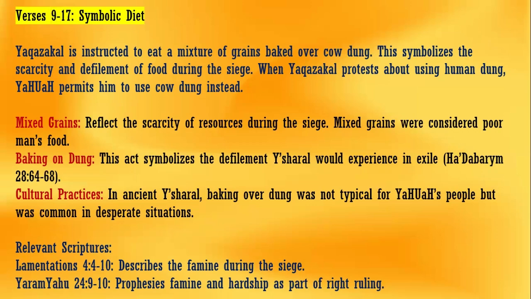Toda. Yirmeyahu 24, verses 9 to 10. And I shall make them a horror to all the reigns of the Earth for evil, to be a reproach and a byword, a mockery and a curse in all the places to which I drive them. And I shall send the sword, the scarcity of food, and the pestilence among them, till they are consumed from the land that I gave to them and their Abbas.